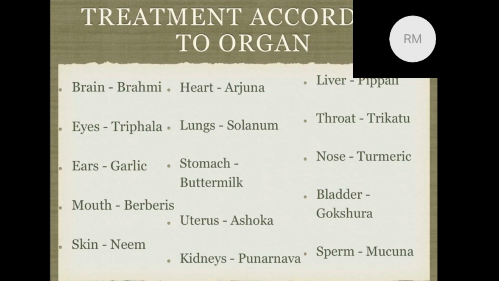And for the throat, there are the three pungents, which actually means black pepper, dry ginger, and long pepper. These are the medicines that are used for the throat. So depending on the organ that is affected, we also change the whole treatment plan. This is again a very important concept in Ayurveda of making the treatment specific to a particular organ.